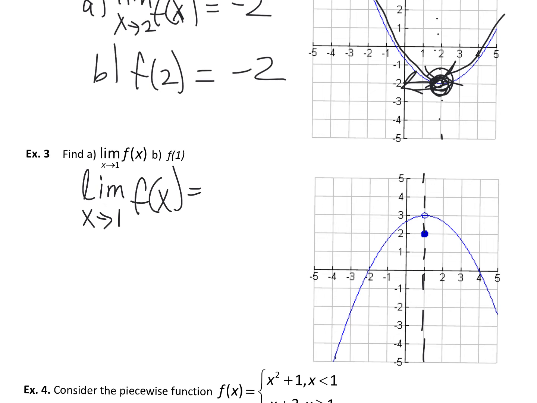So the limit, as x approaches 1, I'm going to look at the ant getting closer and closer to the x value of 1. That's approaching 3. And then this side, that ant is also approaching 3. So the limit as x approaches 1 of f of x equals 3.